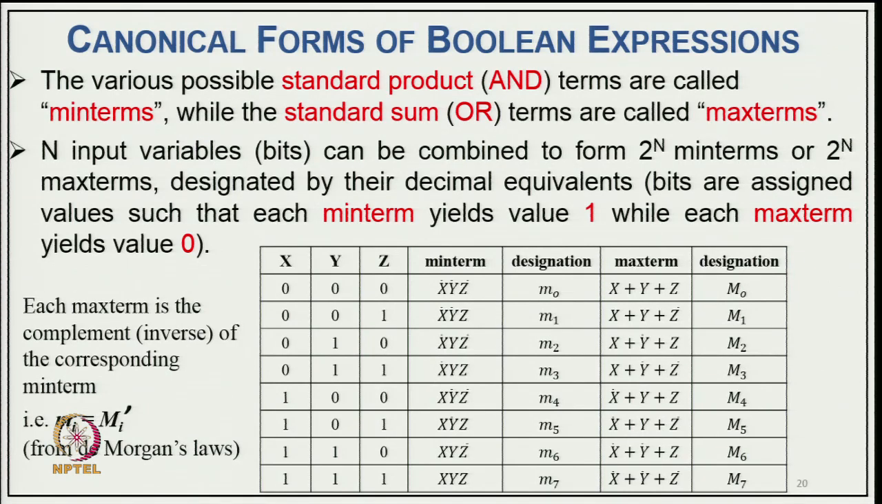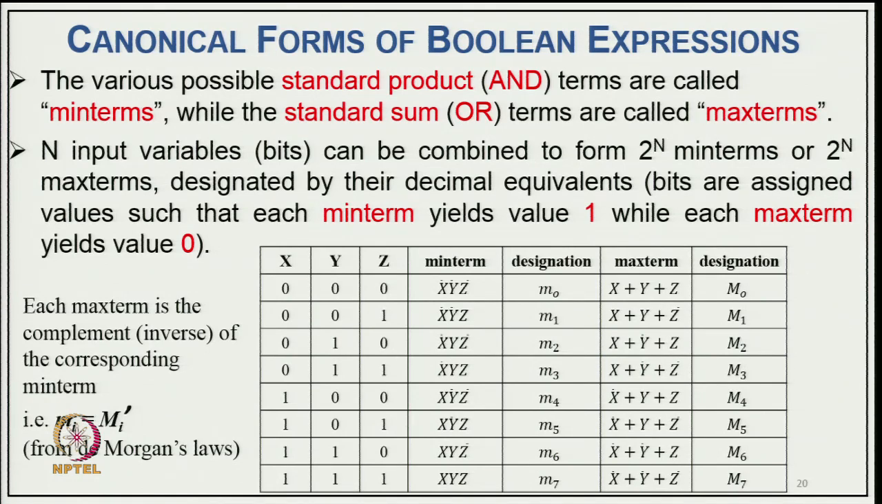corresponding to De Morgan's laws, and you can see there are typically 8 possible combinations for min terms. I mean, for a min term, when there is a 0 you represent the bar, and when it is a 1 you use the variable as it is. So, you can see all 8 min terms designated m0 to m7.